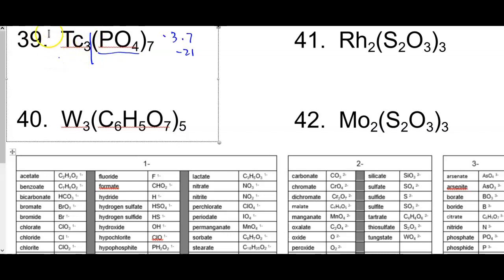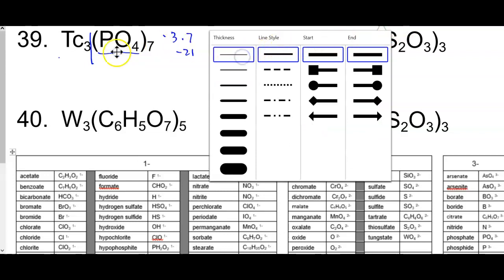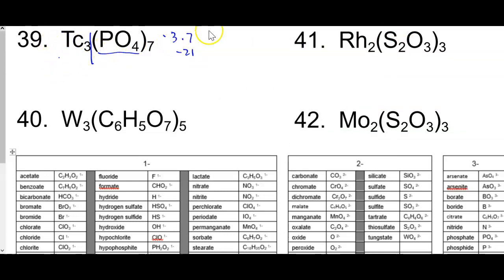So then I'm going to take, I need to get positive 21. Gotta get my pen working again. Hold on just a moment, please. Okay, so this should be a positive 21. Divide by 3. Making this Tc 7 plus and PO4 3 minus.